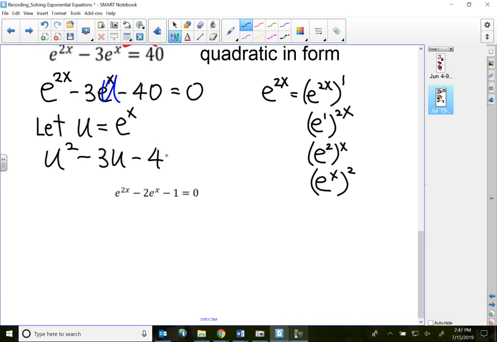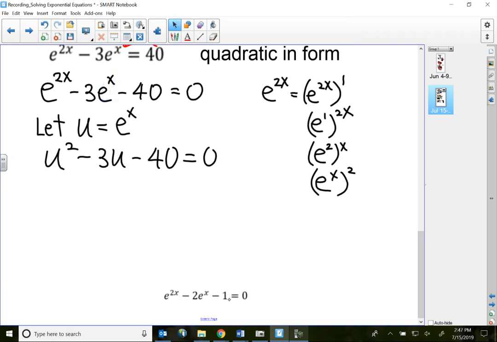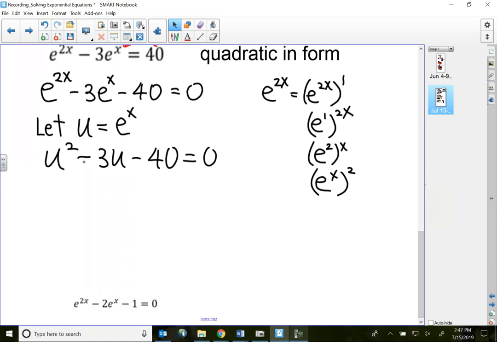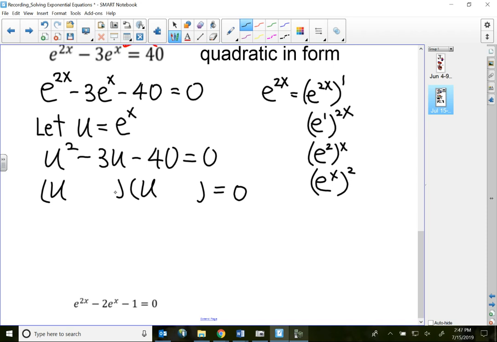minus 40. So what I got myself here is actually a quadratic equation. That's why this type of problem is called a quadratic in form. All right, so let's solve for u by factoring. I believe I can use what, 5 and 8. I need a negative 3 in the middle. I need negative 8, positive 5.